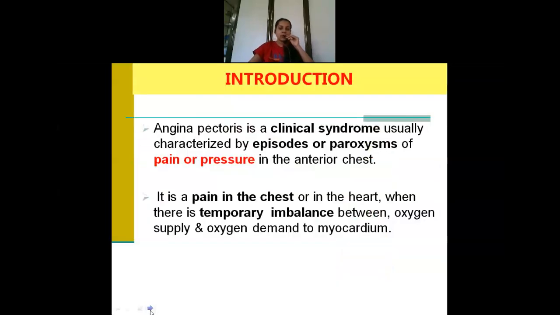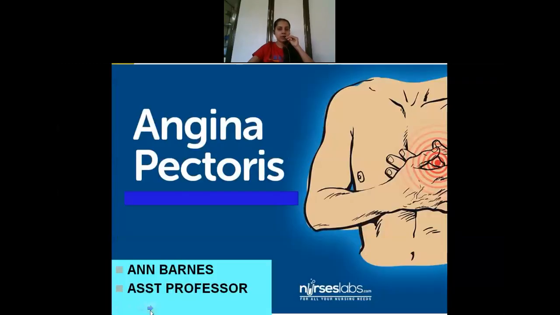Before starting with angina pectoris, we have to know what the term angina is and what the term pectoris is. It is taken from the Latin word. The word angina means anger, which means to strangle, and pectus means chest. So that is why it means a strangulated type of chest pain.